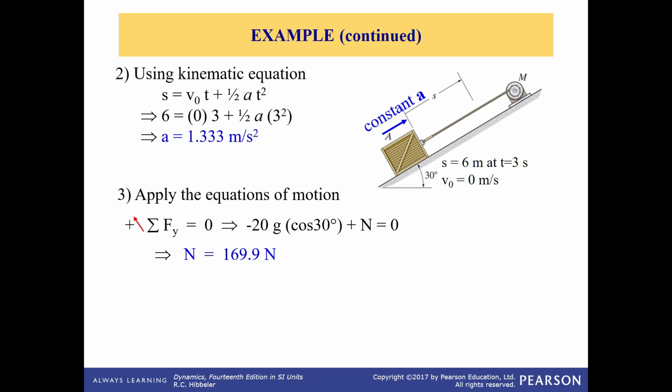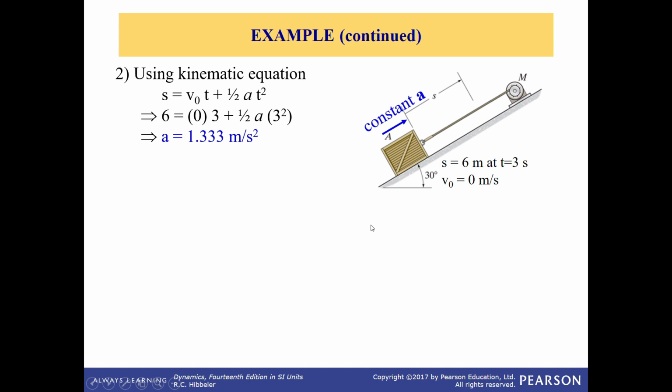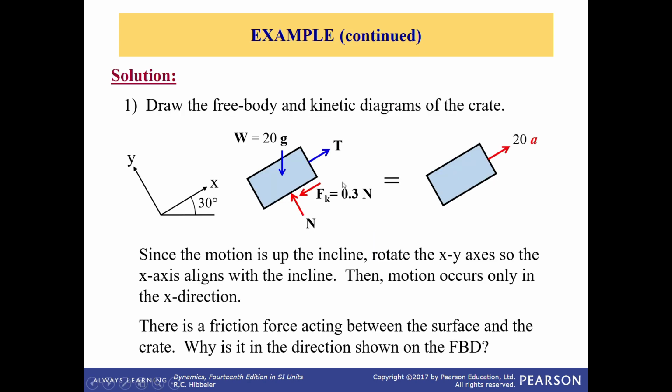Okay, so it will be negative 20 grams times cos 30. This is with respect to the plane. This one will be W, which is mg, negative mg cos 30 degrees plus N. Why plus N? Because when we refer back to the free body diagram, N is positive towards that direction, while W, or weight, is pointing downwards.